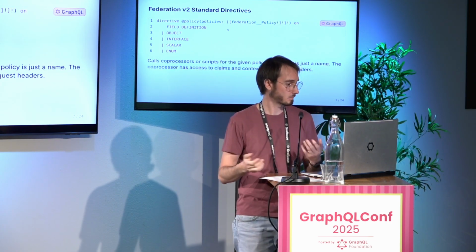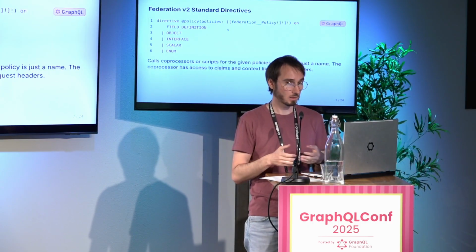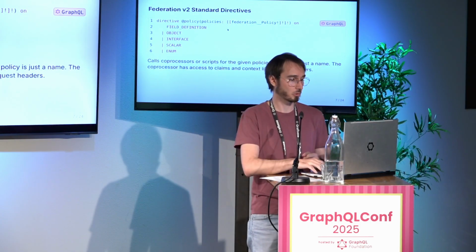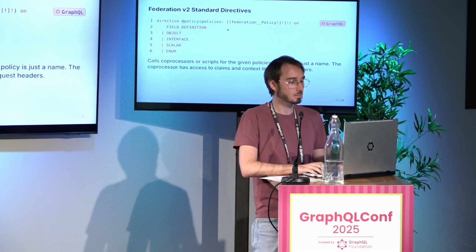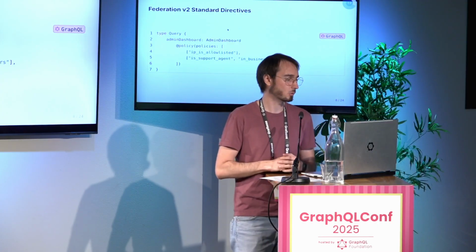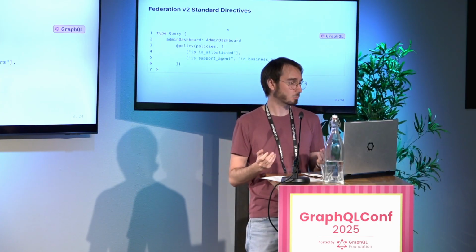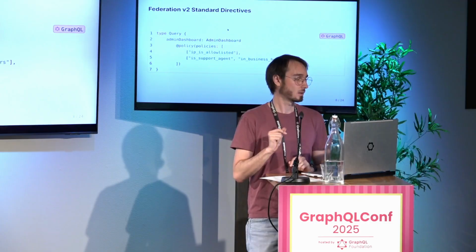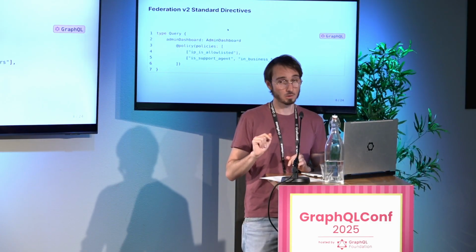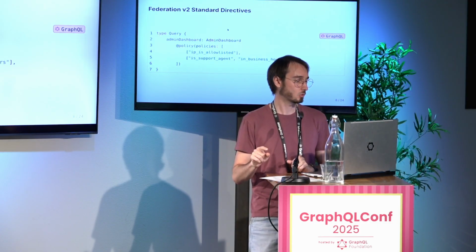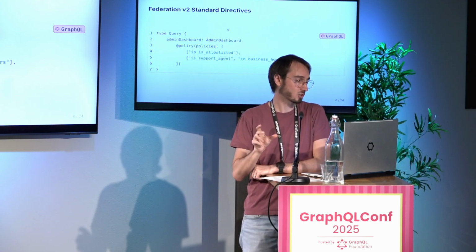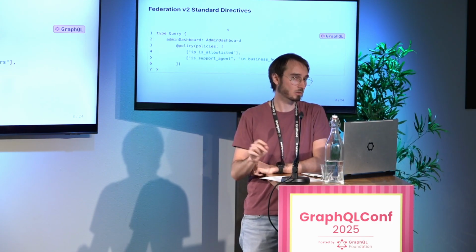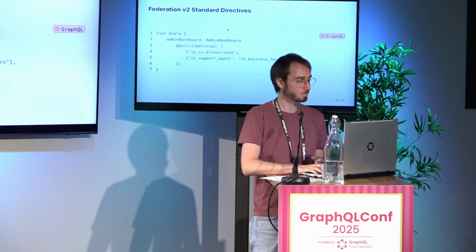and policies are basically scripts or coprocessor functions in your custom code on the gateway. So that could call to an internal service or anything like that. And if we look at an example of policies, here we have an admin dashboard query that would be a typical usage. And we are going to allow access to the admin dashboard to requests where the IPs are listed, so that's an internal client, or it's a support agent and we are in business hours. So that would be an example usage of policies.